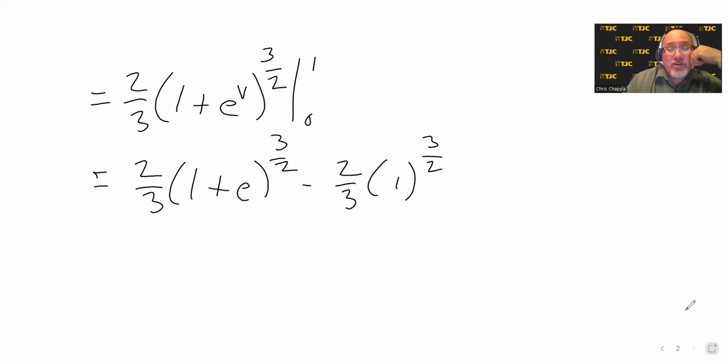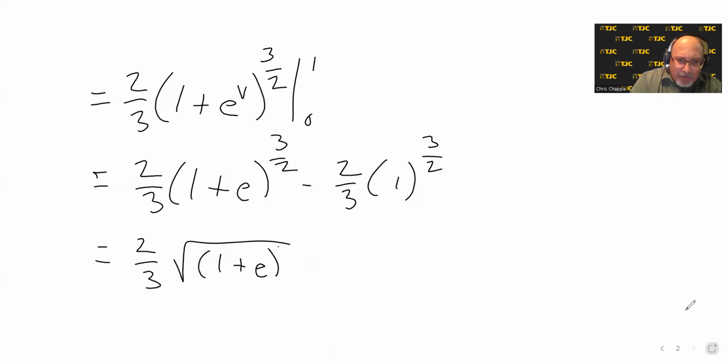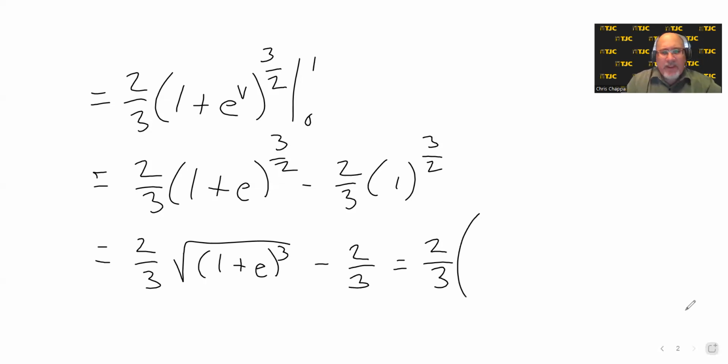And as far as the minuend, the first part of the subtraction problem, there's not really much we can do besides rewrite it as an exponent, as a radical. So we could write it as 2/3 times the square root of 1 plus e to the 3rd power minus 2/3. We could also do a couple of things. We could factor out the 2/3, and we could square root 2 of the 1 plus e's and get something like 1 plus e, and then the third 1 plus e would remain under the square root, and then minus 1 because it's factored out of 2/3.